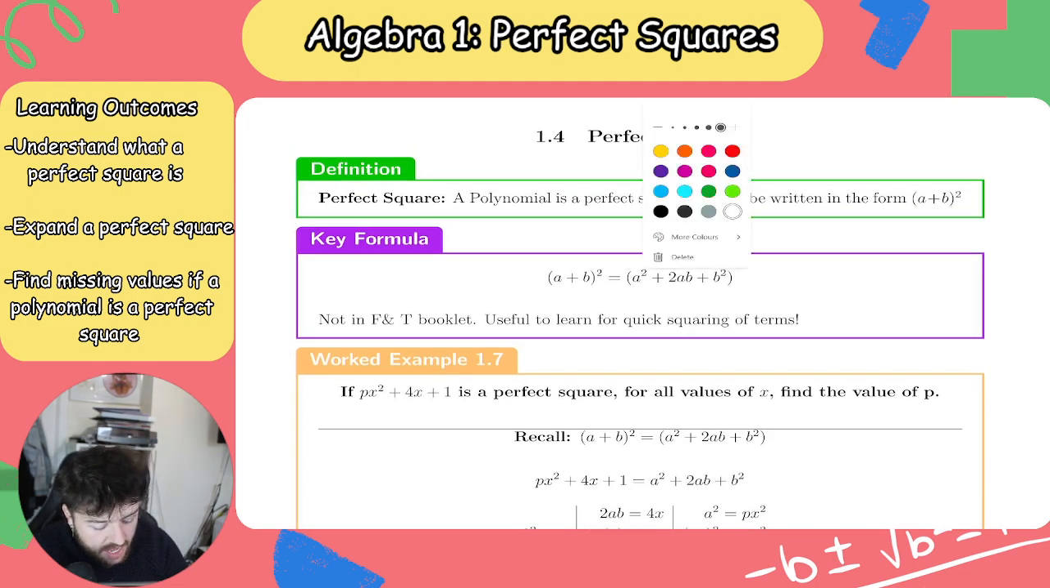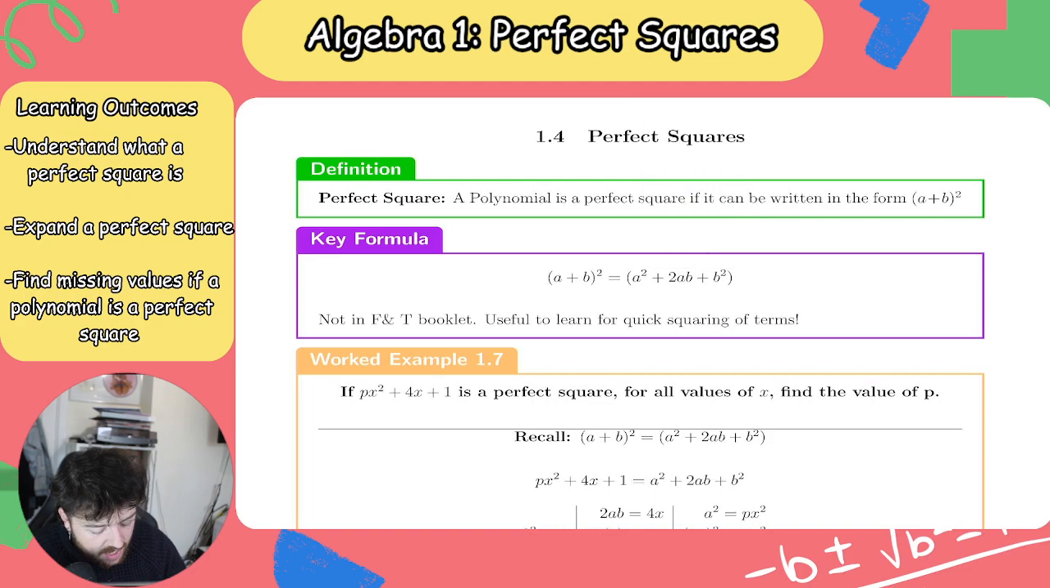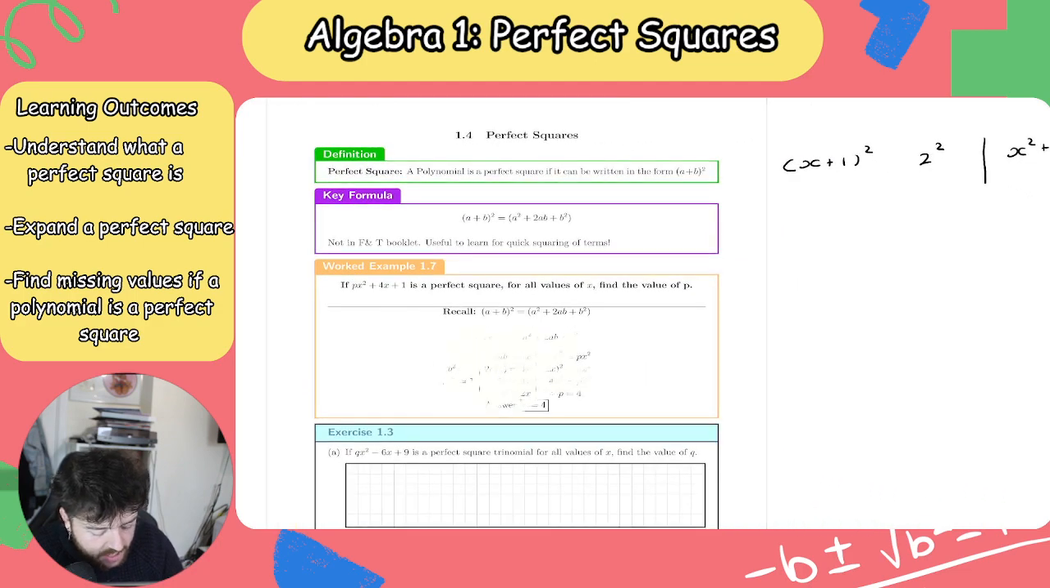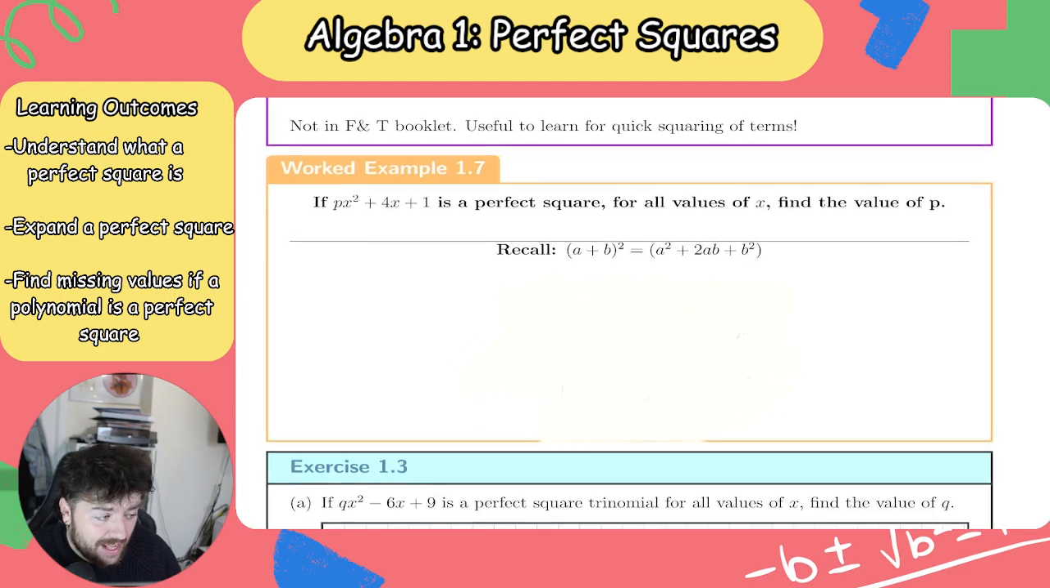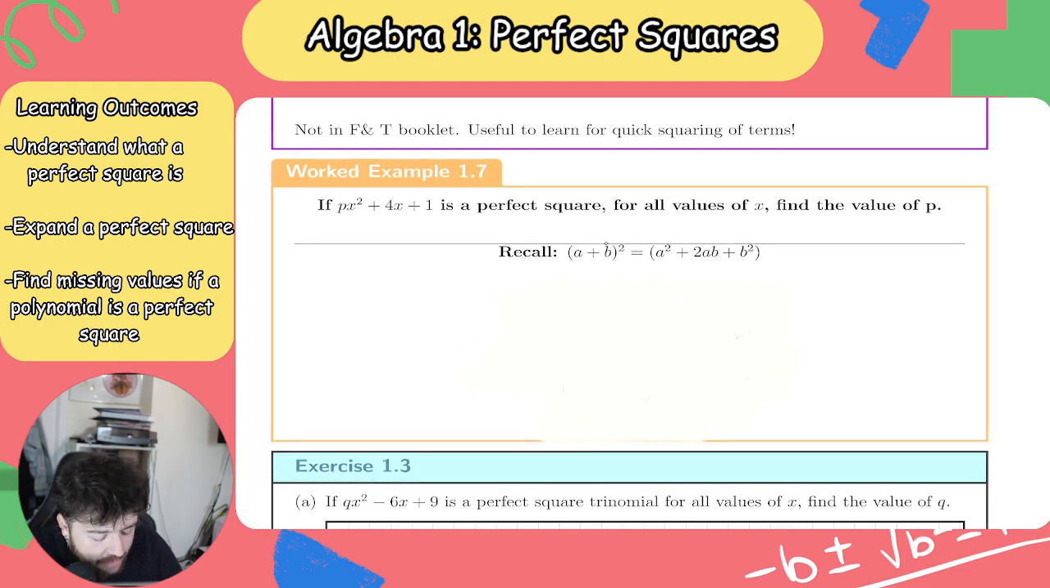So let's look at an example right here. I forgot to block it out, so ignore me. Right, let's have a look. I have here, if px squared plus 4x plus 1 is a perfect square for all values of x, find the value of p. So recall, (a plus b) all to be squared is equal to a squared plus 2ab plus b squared. What we're going to do here is equate coefficients. It's basically an algebraic identity, and I haven't technically come across algebraic identities at this point yet. So I'm going to let this expression equal that expression.